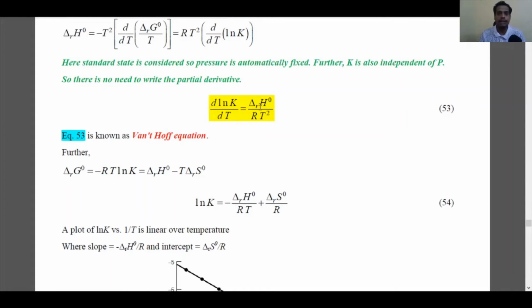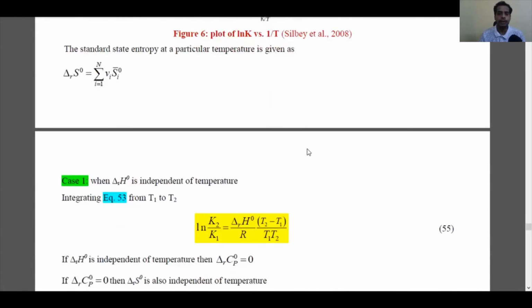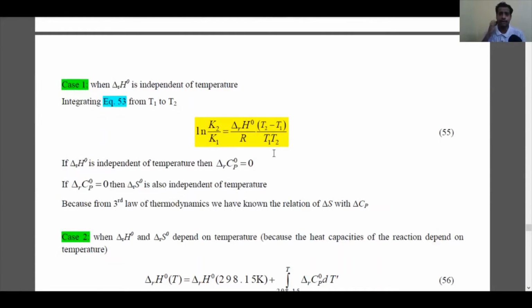So if I take two temperature limits, and I am assuming that the reaction enthalpy at standard state is independent of temperature, then what will happen? If the initial temperature is T1 and the final temperature is T2, and the initial equilibrium constant is K1 and the final equilibrium constant is K2, then I will get ln K2 over K1 is equal to ΔrH0 by R, times (T2 minus T1) by T1 T2. This is a simple integration of the Van't Hoff equation, so that we can obtain the relation between equilibrium constant and temperature.